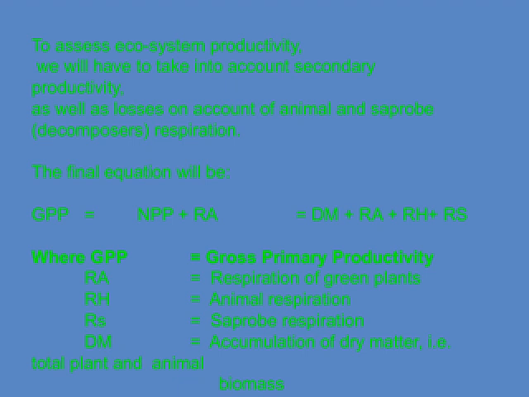Furthermore, when we expand the equation, it becomes GPP equals dm plus RA plus RH plus RS. Here, dm is the dry matter accumulated, basically the total biomass of plants and animals. RH stands for animal respiration, and RS accounts for respiration by decomposers, or saprobes. Understanding this comprehensive equation helps us see how energy flows through an ecosystem, from primary production to the losses due to respiration at various levels. It's essential for thoroughly evaluating ecosystem productivity and understanding the overall energy budget.